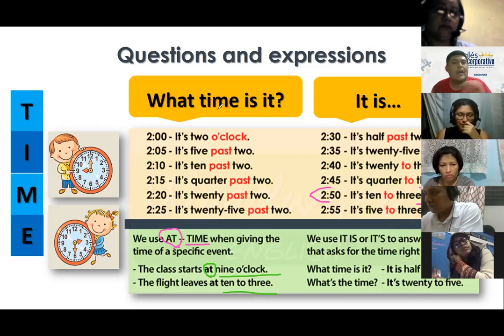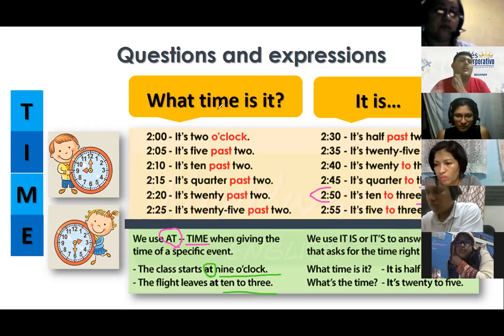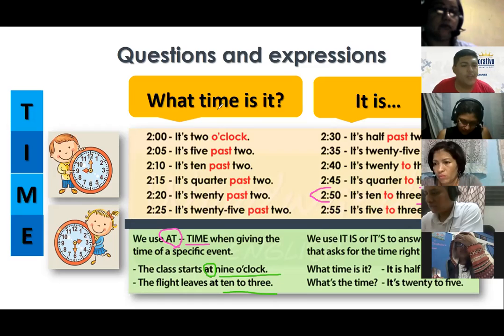At 10 o'clock, at 7 o'clock, at 11 p.m. Y así sucesivamente. Así es como voy.